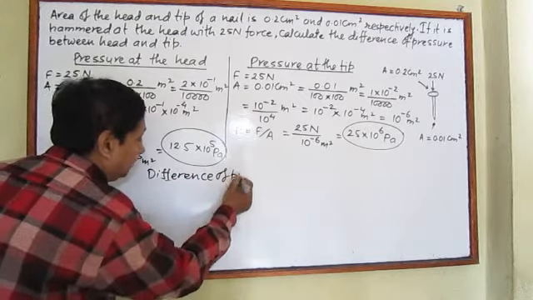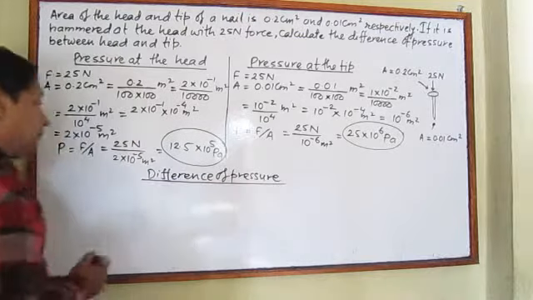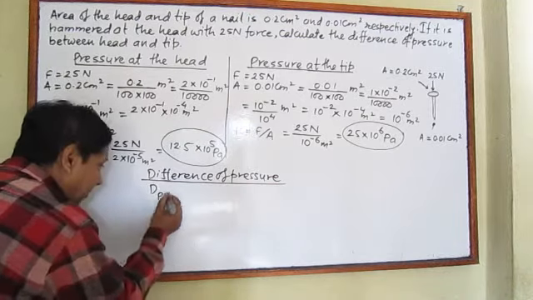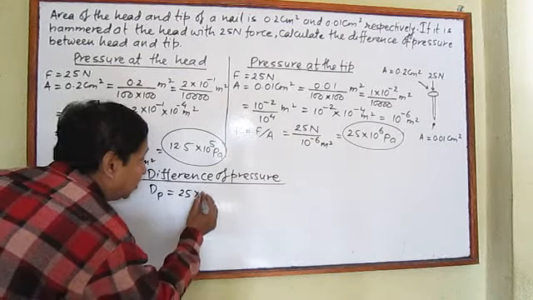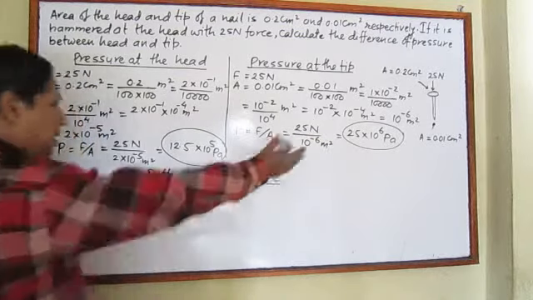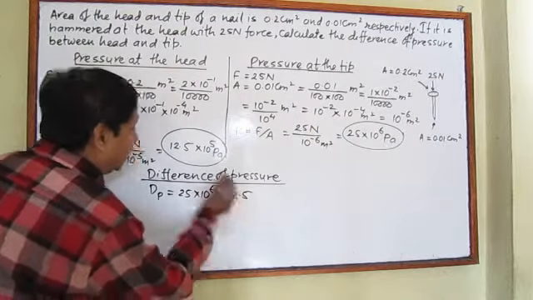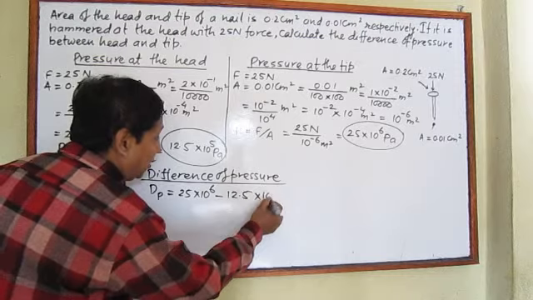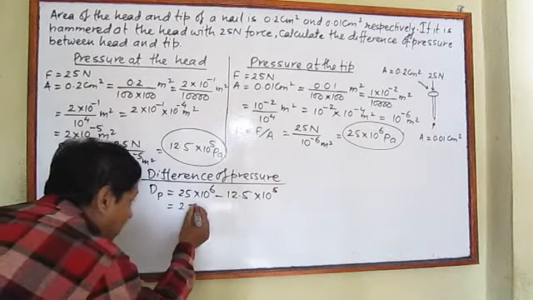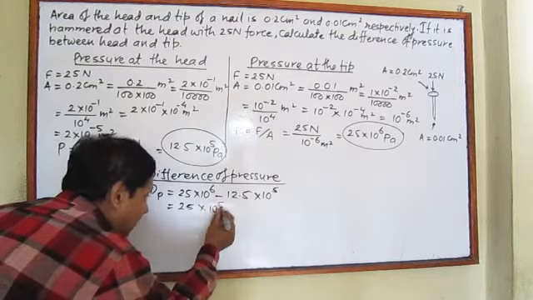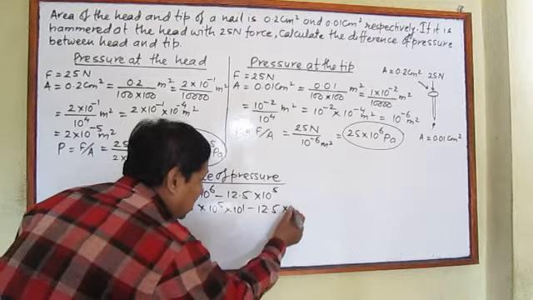Difference of pressure. If we have to calculate the difference of pressure, we can write it this way. Pressure at the tip is more, so 25 into 10 to the power 6. We don't have to write the unit in the process. Minus 12.5 into 10 to the power 5. I want to write it again this way, and I'll tell you why: 25 into 10 to the power 5 into 10 to the power 1, and minus 12.5 into 10 to the power 5.